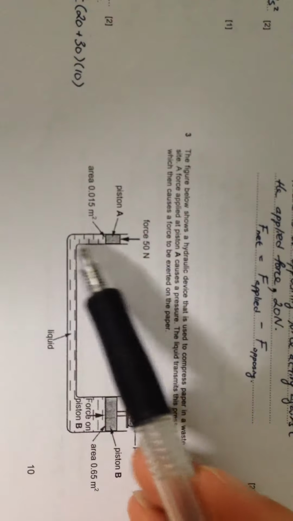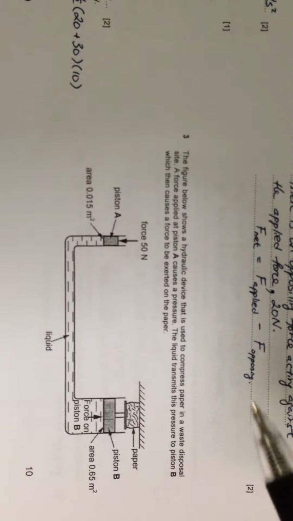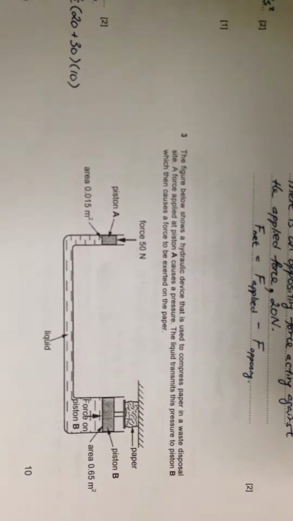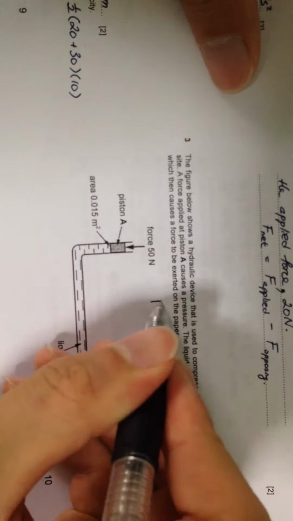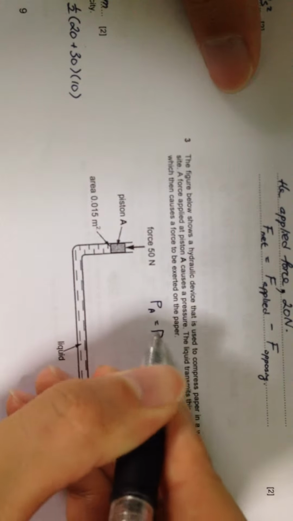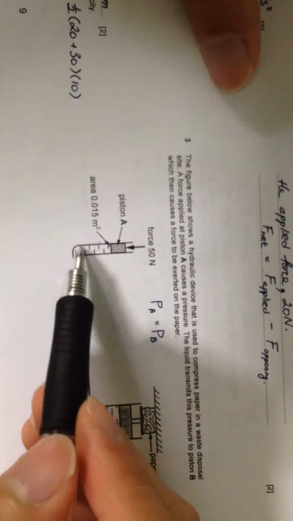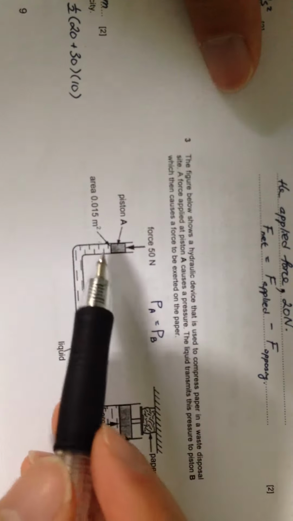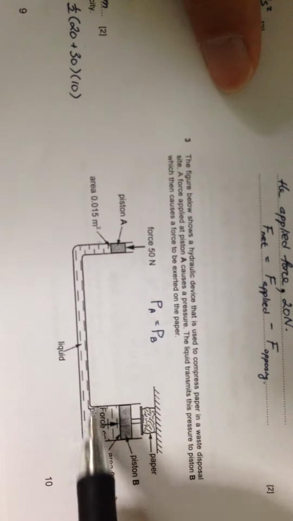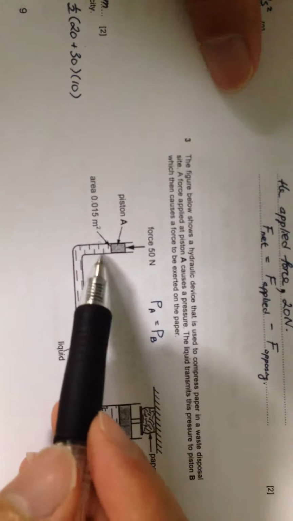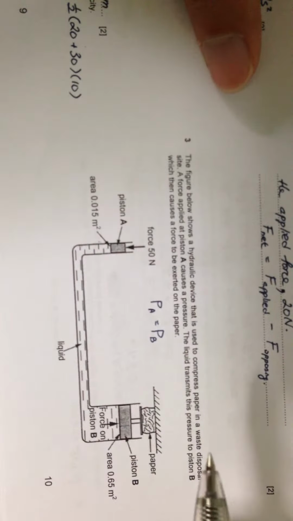Okay, then for the third question is on pressure. It's basically a hydraulic jack. Okay, it works on two principles. Number one, the pressure of A must be equals to the pressure of B because this is an enclosed system. So the pressure at every point in this liquid will be the same. So the pressure here and the pressure here must be the same.